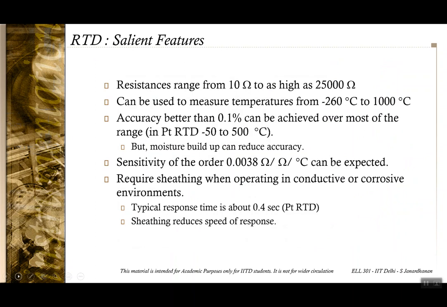Okay, now listing out the salient features of an RTD. Though mostly RTD resistances are confined to say 100 ohm to 1 kilo ohm, you can have RTD resistances ranging from 10 ohms to 25 kilo ohms also. And because they are basically metal based transducers, they can operate at a wide range of temperatures, from minus 260 degrees centigrade to as high as 1000 degrees centigrade.